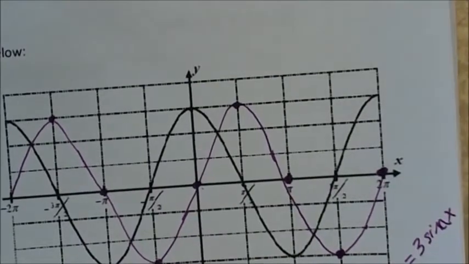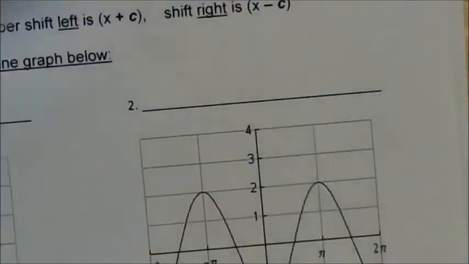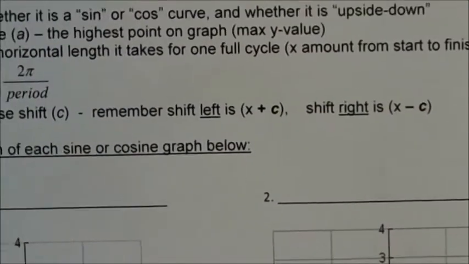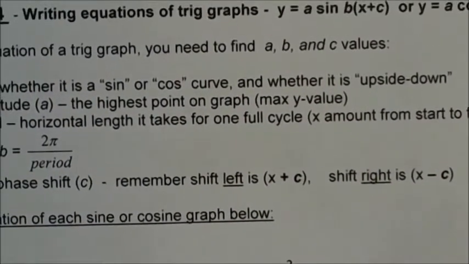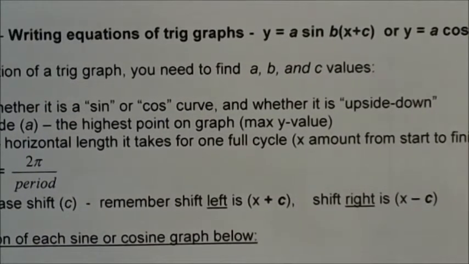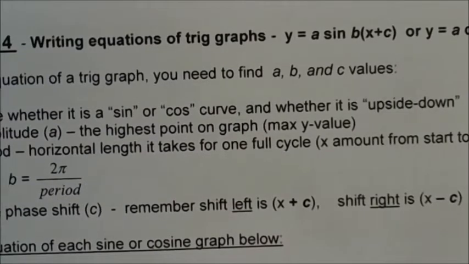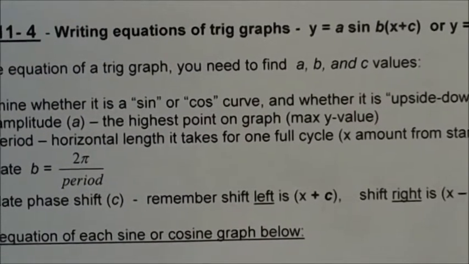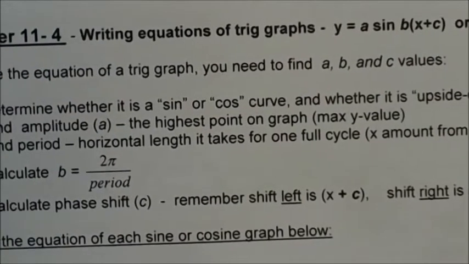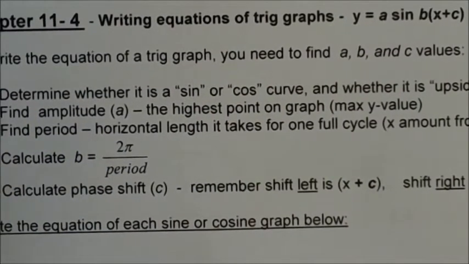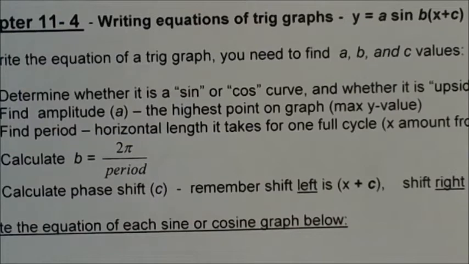So that's a lead in to our next section. Writing equations of trig graphs, y equals a sine bx plus c, or y equals a cosine bx plus c. To write the equation of a trig graph, you need to find the a, b, and c values. Here are our steps. Determine whether it is a sine or cosine curve and whether it is right side up or upside down. Find the amplitude, the a value, the highest point on the graph.